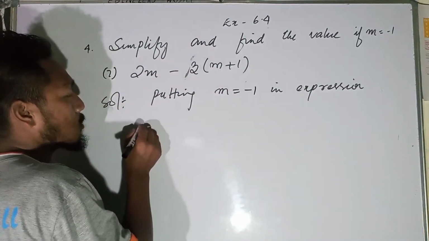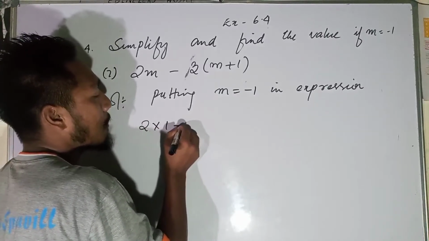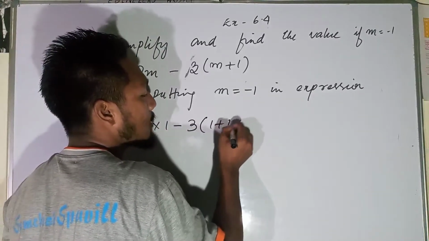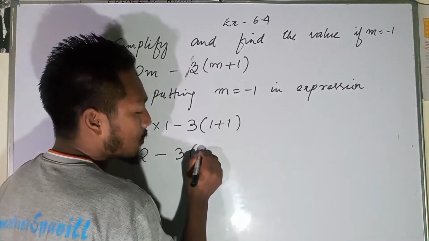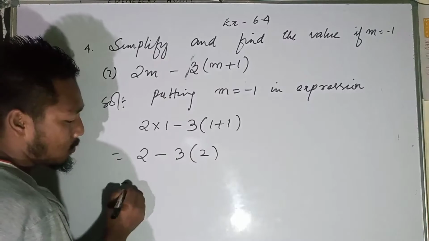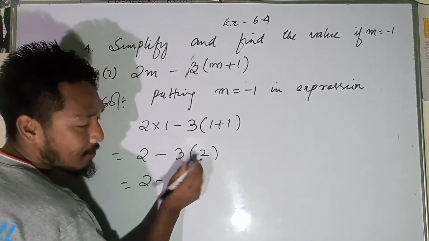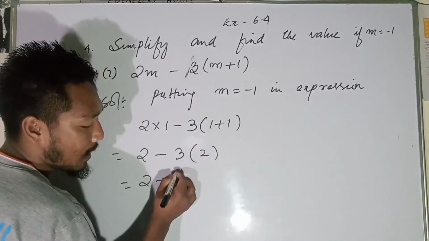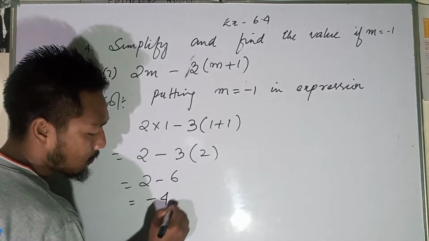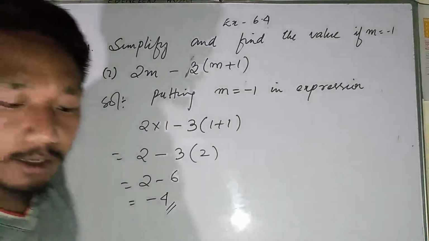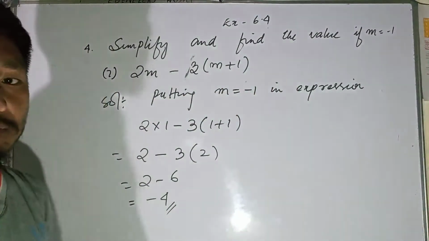That means 2 into m, which is minus 1, minus 3 into m, plus 1. So 2 ones are 2, minus 3 times minus 1, that becomes plus 3, so it is 2 plus 1 plus 1. Minus sign with the bracket means multiplication. So 3 twos are 6. 2 minus 6 is minus 4. So this is your answer. Clear?